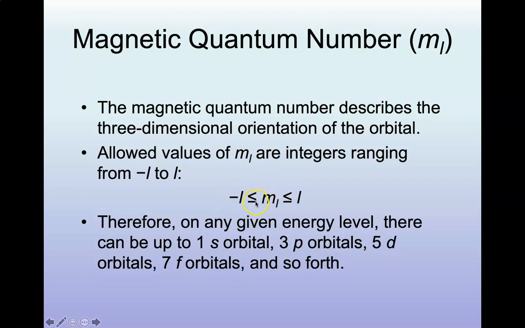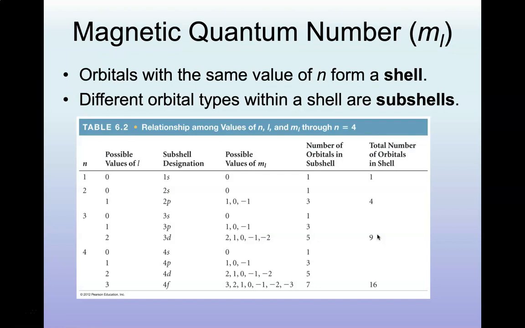So let's say we had an L of 2. It would be -2, -1, 0, +1, and +2. So there are 5 values of m sub L, which means 5 possible d orbitals, and so on and so forth. And so what happens is we are going to put all of this together. And like I said, please don't freak out.